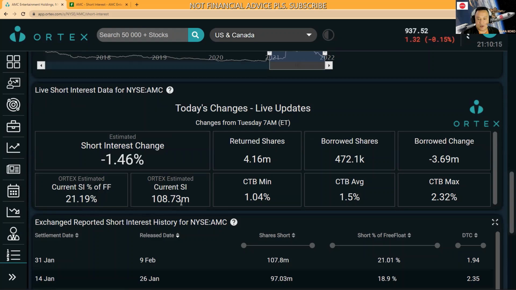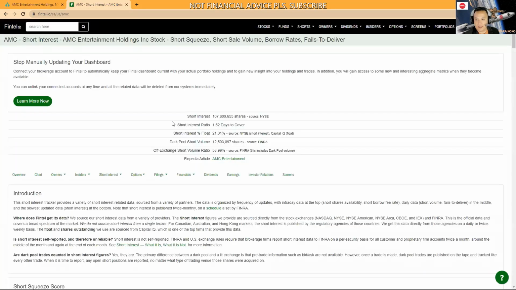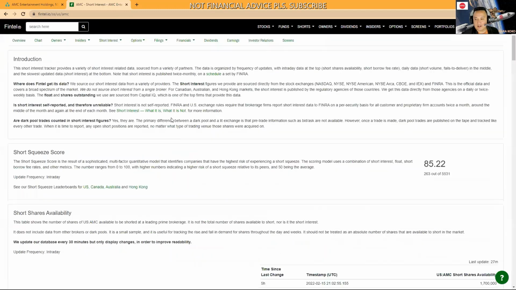Current short interest is 108.73. Cost to borrow 1.04. Cost to borrow average 1.5%. Cost to borrow max is 2.32. 3.69 is the borrowed change. They borrowed shares of 472,000. They returned shares of 4.16 million. 4.16 million was returned.